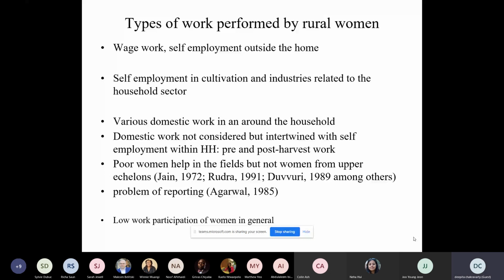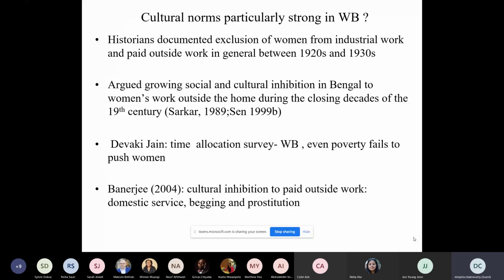Very interestingly, economists have not paid much attention to explaining this particular fact. Rather, the people who have looked at this question very closely are the historians. And what do the historians basically say? They find the reason for this low work participation of women in West Bengal through culture. They argue that the cultural norms are particularly strong in the context of Bengali society.